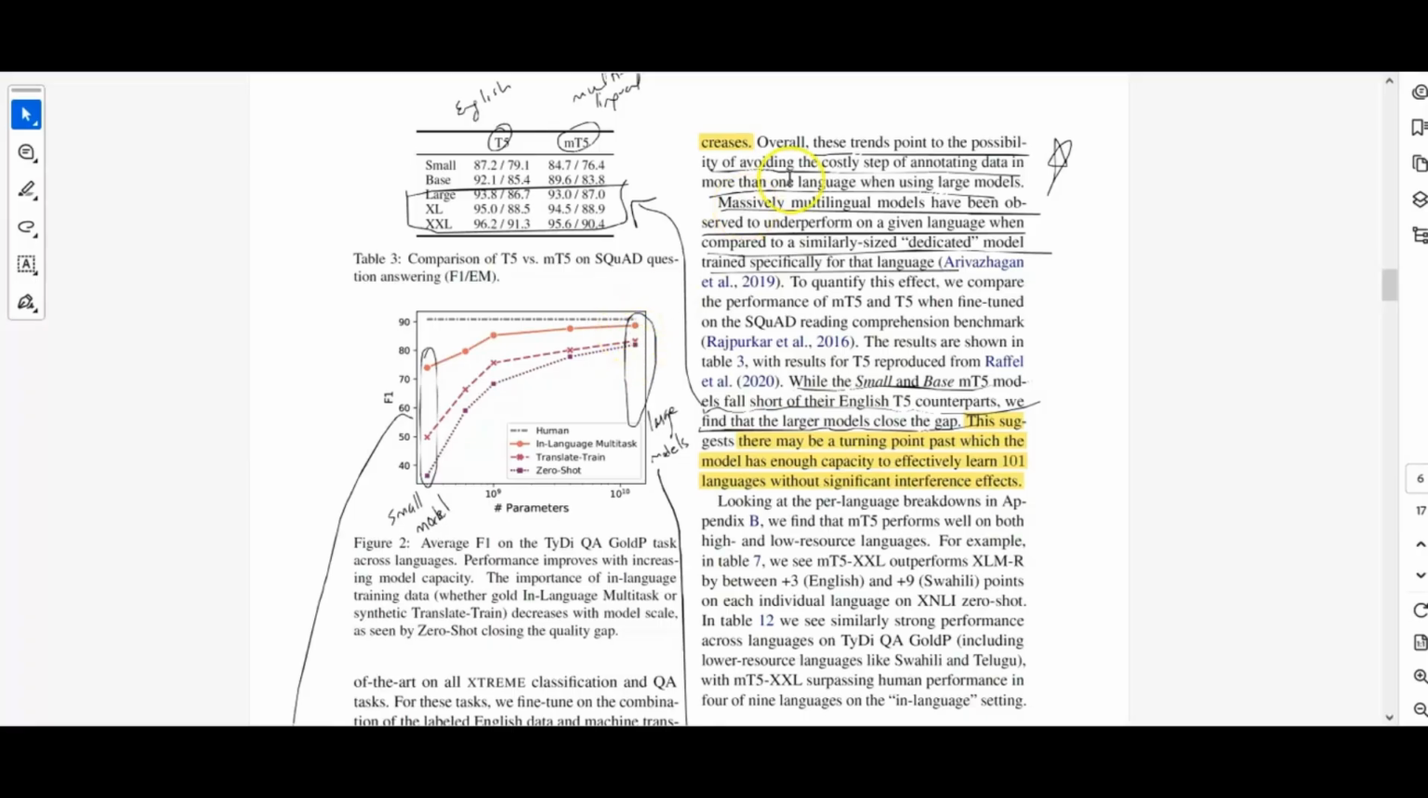So that means, as they say here, these trends point to the possibility of avoiding the costly step of annotating data in more than one language when using large models.